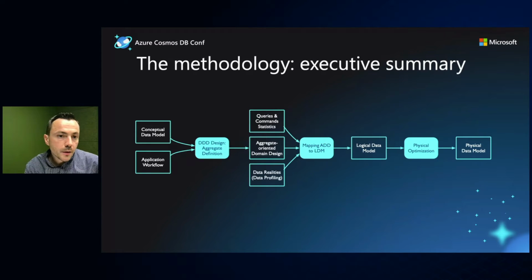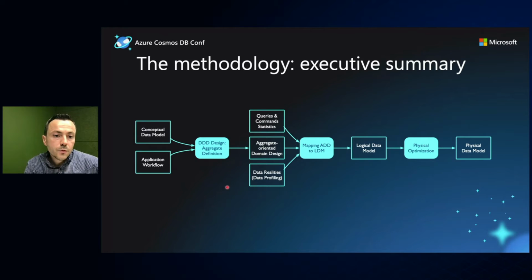So let's talk about methodology, like an executive summary or in a nutshell. Here you can see a list of building blocks or steps, what we need to do, going from the very first inputs until the final physical data model. So similarly to the Chobotko approach, the first 2 items are conceptual data model, or understanding the whole subject area you are trying to model, and application workflows. These 2 main inputs are what we can start from and use to build our data model.